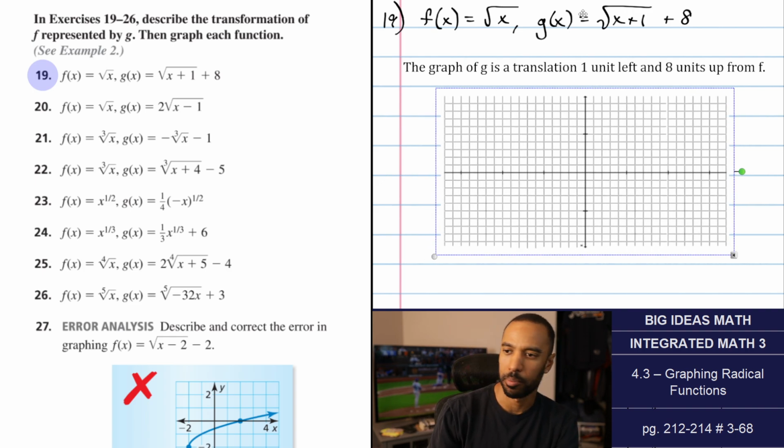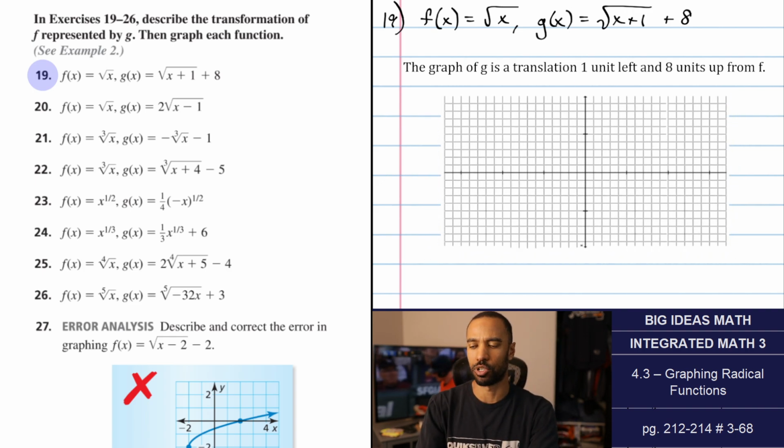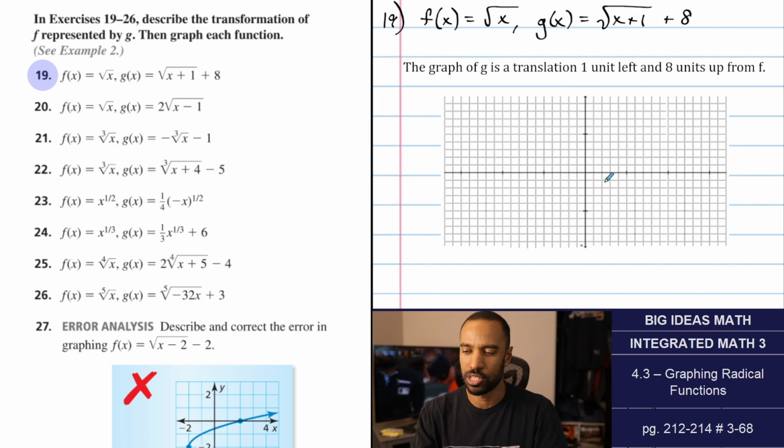I will probably lock that in place afterward and have a copy and paste. Now, x, I have a little more wiggle room to do so, or the f of x. So here's my origin. Square root of 1 is 1. Square root of 4 is 2. Square root of 9 is 3. And square root of 16 is 4.